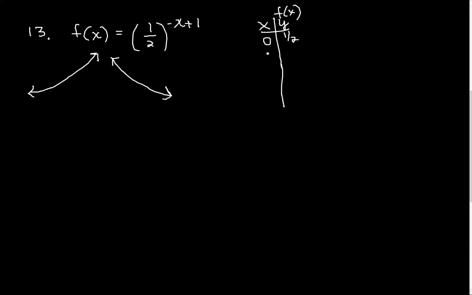So if I put a 1 in, let's put a 1 in for x. So it's going to be -1 plus 1, which is 0. So 1/2 to the 0 power is just 1. See how easy that was? Okay, let's do one more just for fun. What number do you want to do?